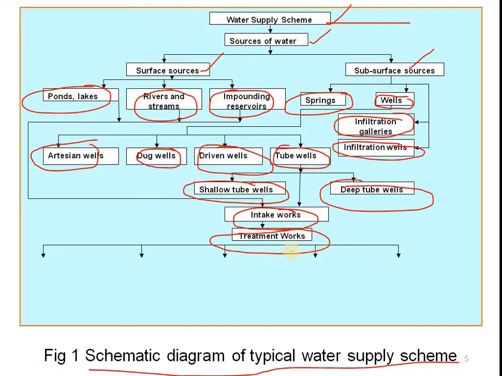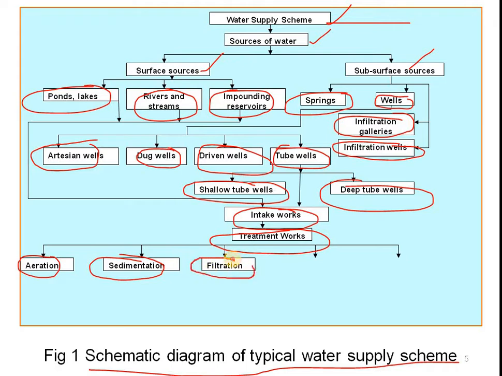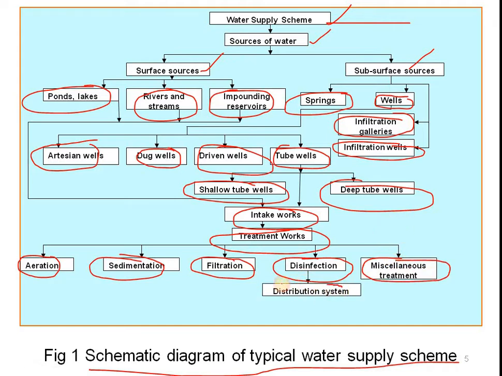In the treatment plants, the following processes are done. The first is aeration, the second is sedimentation, the third is filtration, the fourth is disinfection, and the fifth is miscellaneous treatment. Then finally the water goes through the distribution system to supply the consumer. So this is a flow chart of how the water is supplied from one stage to the next.